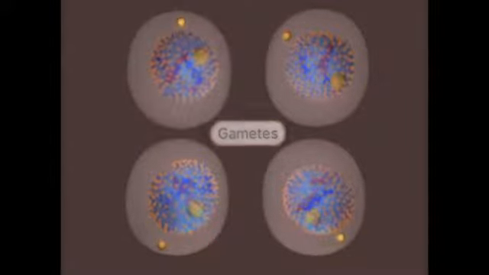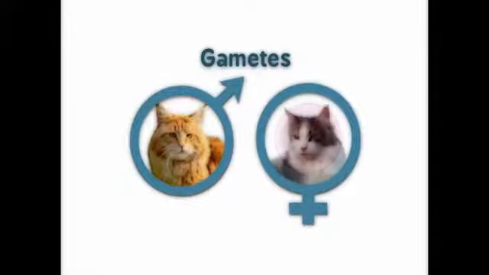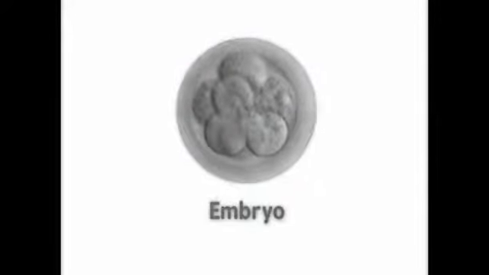These cells are gametes. 2 gametes, one from a father and one from a mother, may fuse to produce a diploid embryo. The resulting embryo then grows through many cycles of mitosis.